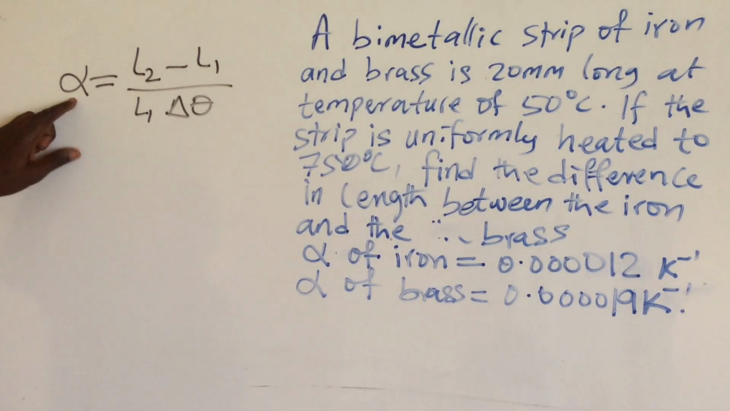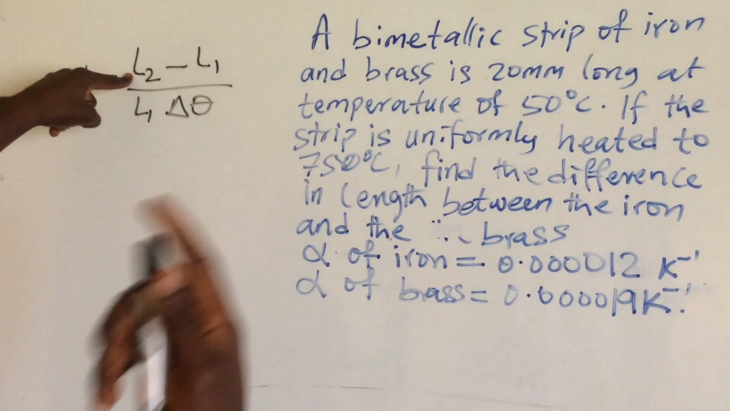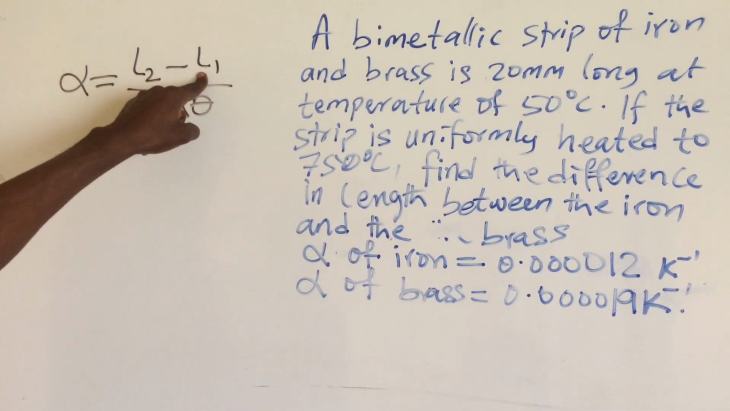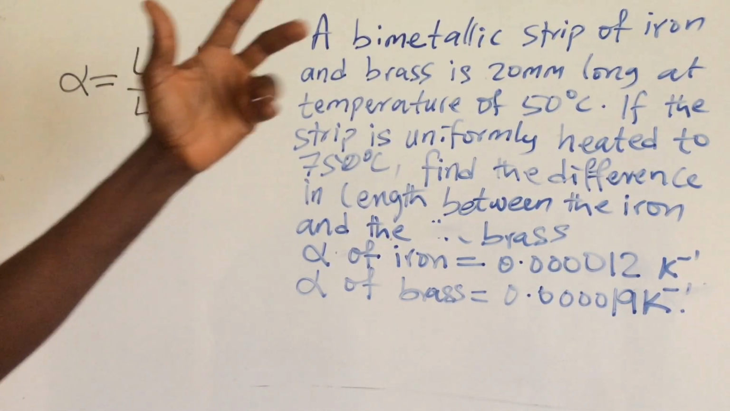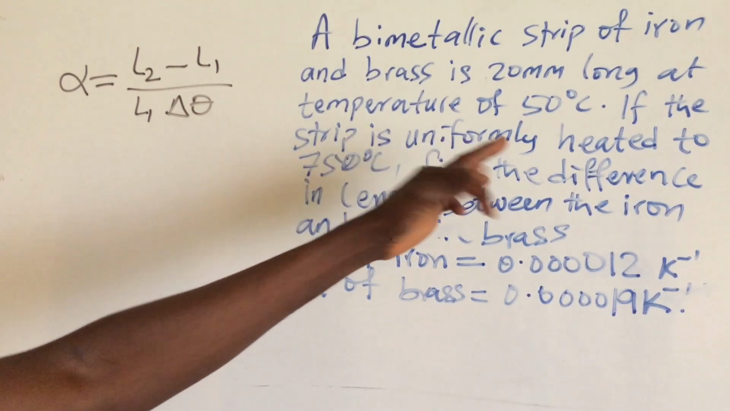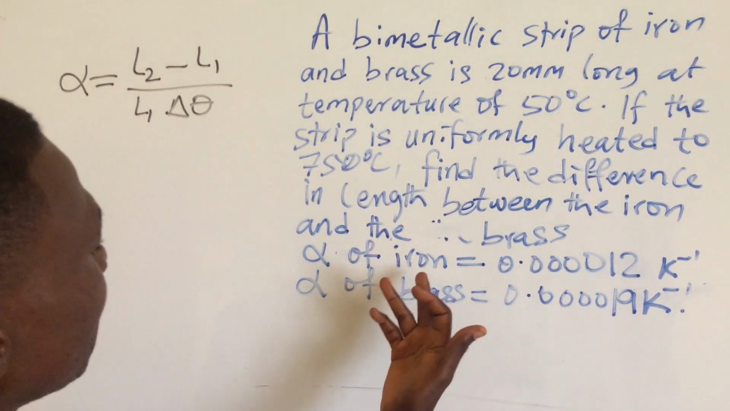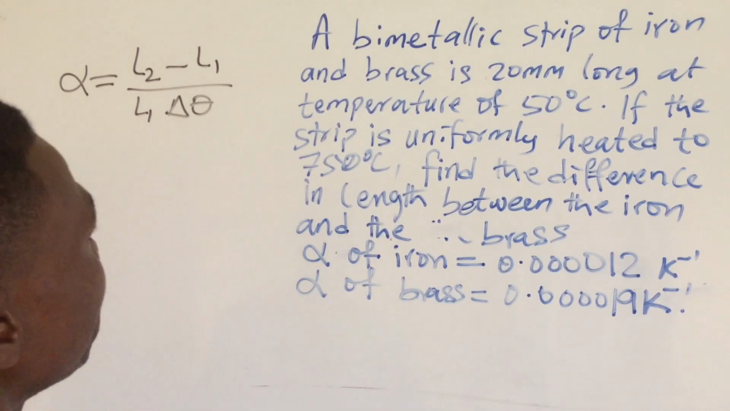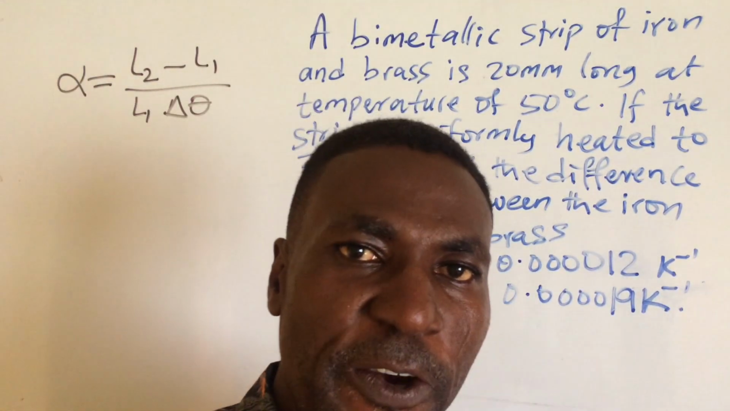Now, this alpha is representing our linear expansivity. Then L2 is the final length which they have increased to when heated, and this is the original length L1, and this is still the original length, and this one is the change in temperature, that is 750 minus 50 degrees Celsius, okay? Now let us solve for the one of iron first. Let us solve for the increase in length of iron first, okay?